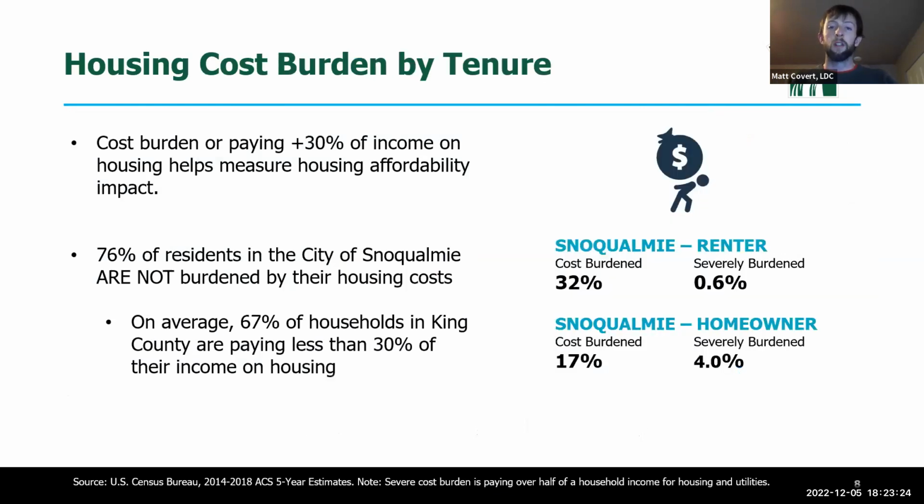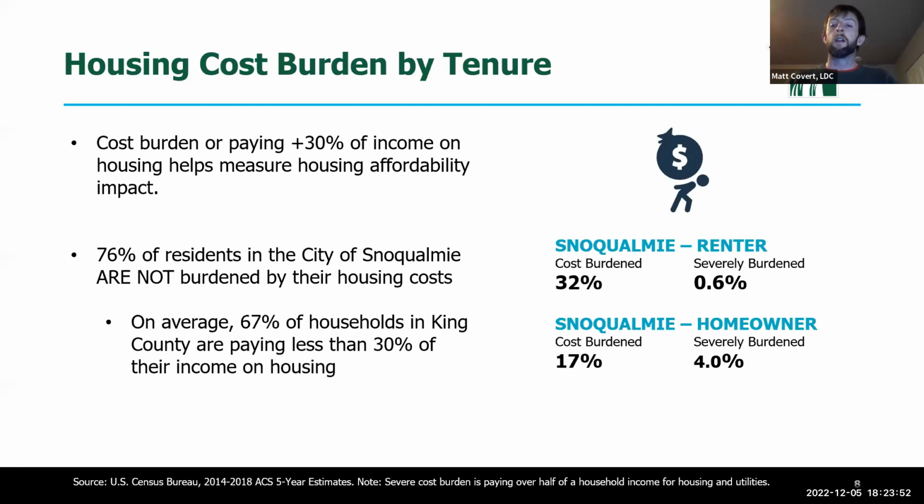We look at cost burden in the housing needs assessment. That's paying more than 30% of your income on housing. For a single family home, that includes not just the mortgage, but also your property taxes and your utilities. 76% of residents in the city of Snoqualmie are not burdened by their housing costs. That's more people not burdened than in the neighboring communities, which is good.